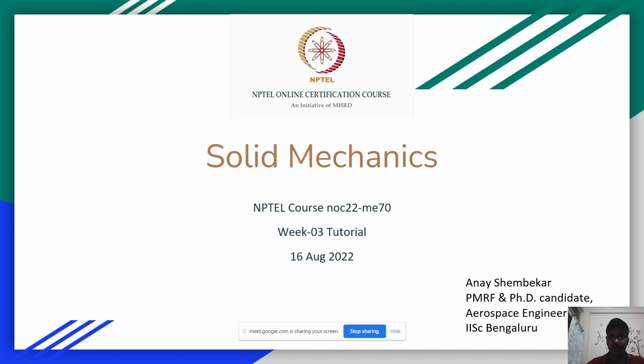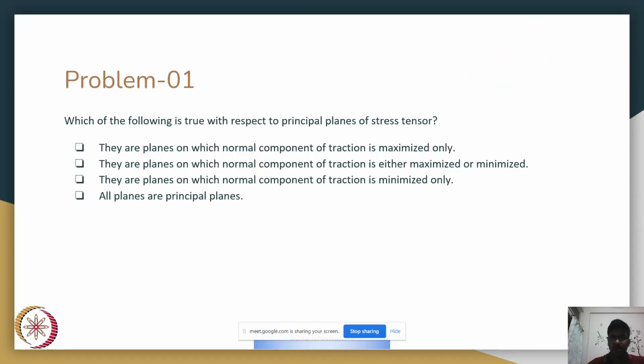So again, as every week, we have a set of few curated questions which we'll go through together, and hopefully this will solve certain doubts. Okay, so the annotations are visible, right? Yes, sir. Okay. So the first problem asks which of the following is true with respect to principal planes of the stress tensor.